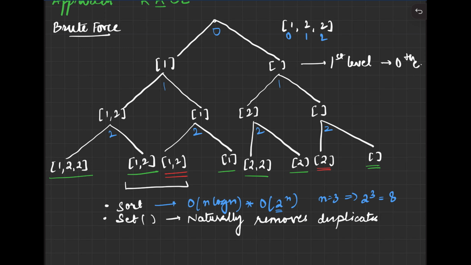Now we'll have to look closely at this tree that we have. So at each level, we are doing a call on the left where we include the element, and then on the right where we exclude the element. That's observation number one. The second observation.